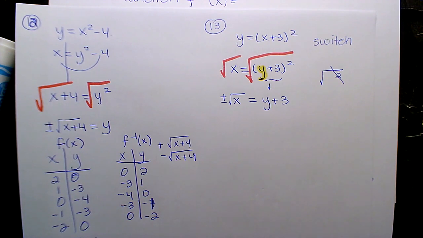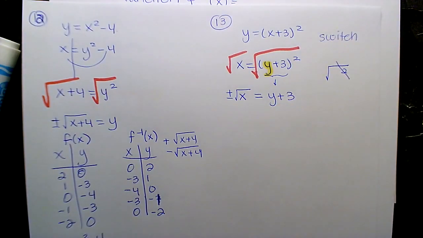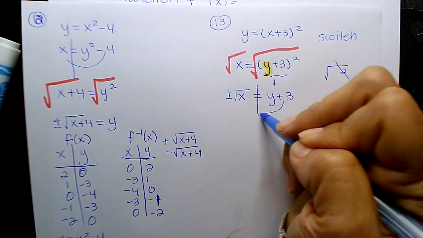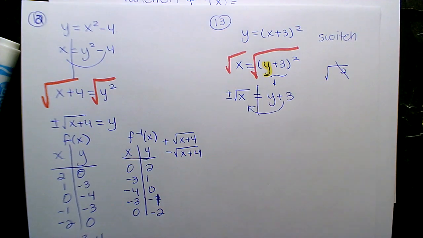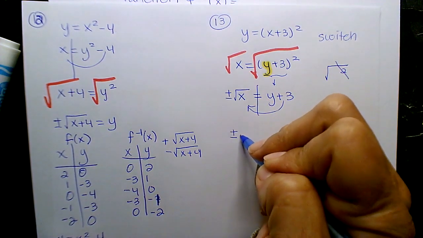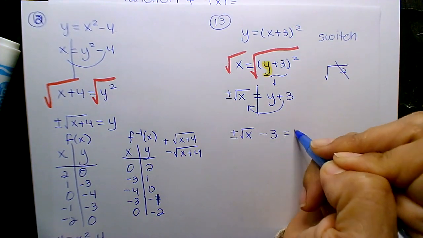Okay, so now what do I do? You have one more step and you're done. I want y by itself, so what do I do? Yeah. So take this over, but it does not go in that radical house. So it's plus minus rad x minus 3 separated.